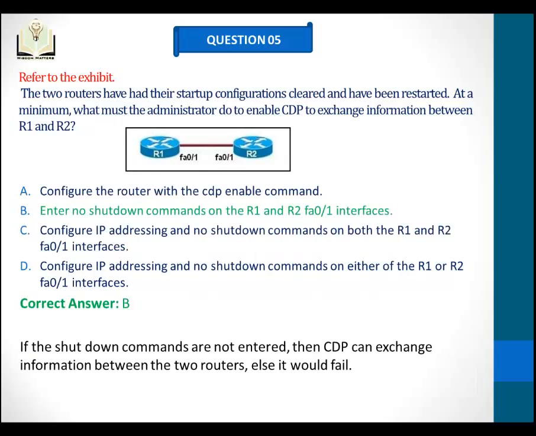And the answer is B. Enter no shutdown command on router 1 and router 2 FastEthernet 0/1 interfaces. If the shutdown command is in place, both routers can't communicate with each other. So make sure that you give the command no shutdown.